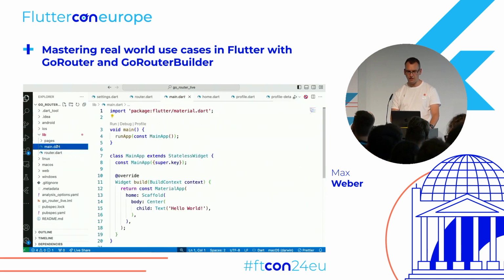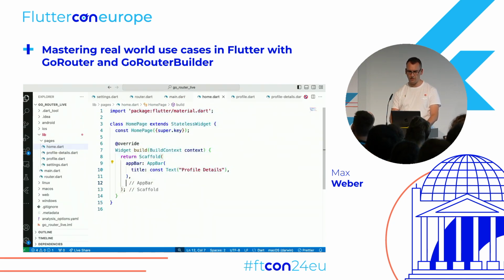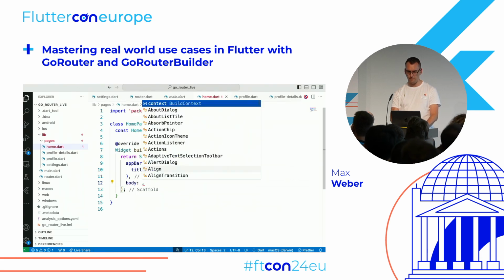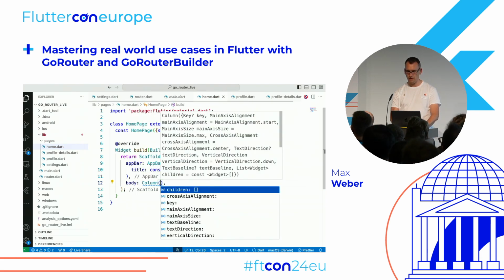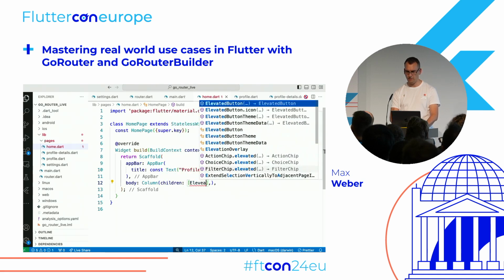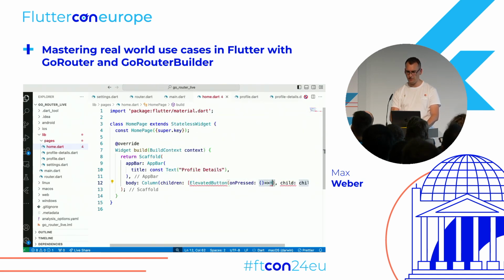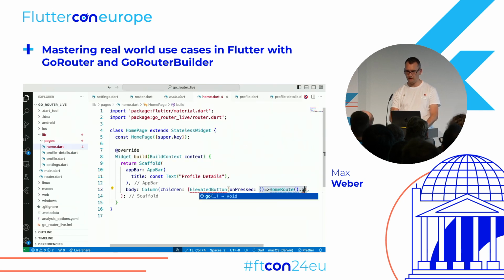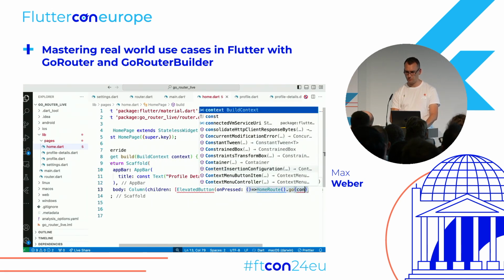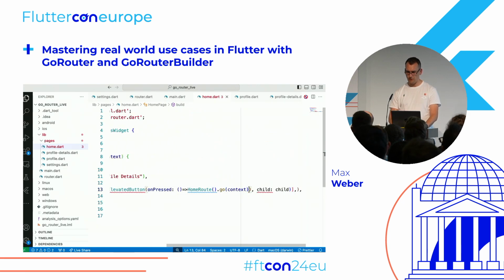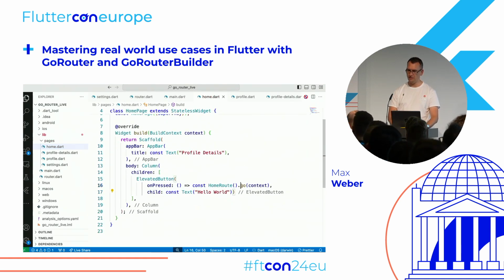And wherever we want to use that now, for example, in our homepage, if we have here a body with a column and children, an elevated button, we can pass in here now the HomeRoute and directly can say go, and that's it. And we navigate here. We need text now. And with that, we have our navigation implemented, and we are sure that we are type safe, and we are sure that we navigate to the right places. So that's pretty much everything you have to do to start with GoRouter at the end.